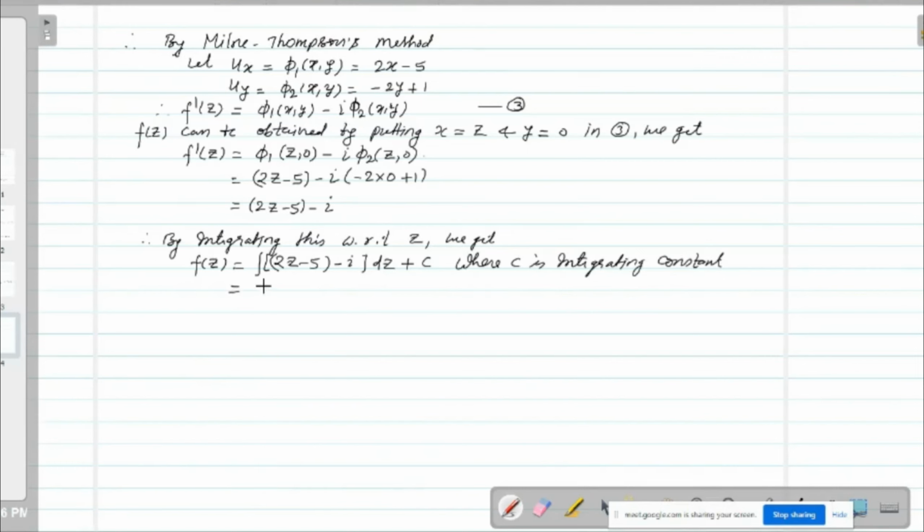So this is equal to what? 2 into z square by 2 minus 5z, and the integration of the last term is minus i times z, plus c. Here the 2 and 2 will cancel. Therefore we will have f of z equal to z square minus 5z minus i times z plus c, which is the required analytic function.